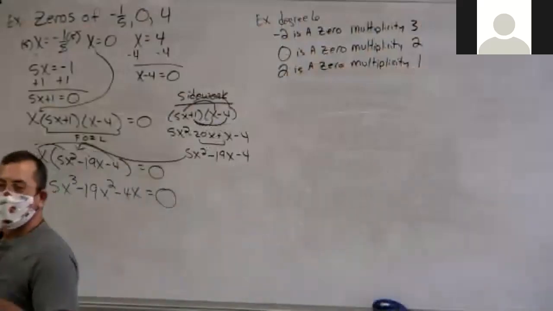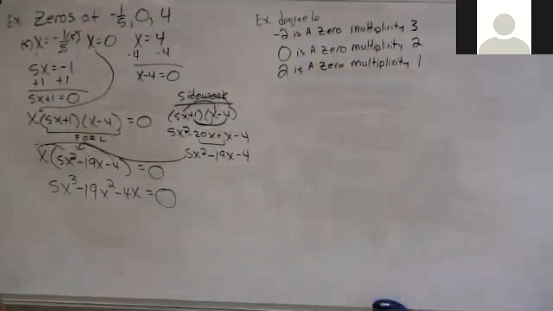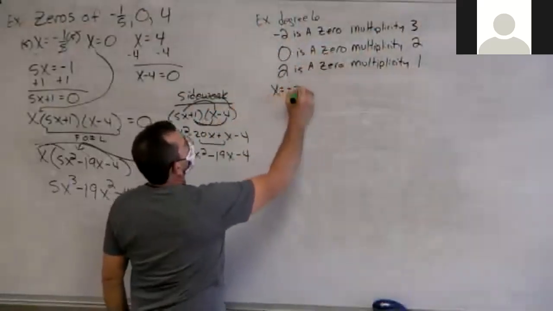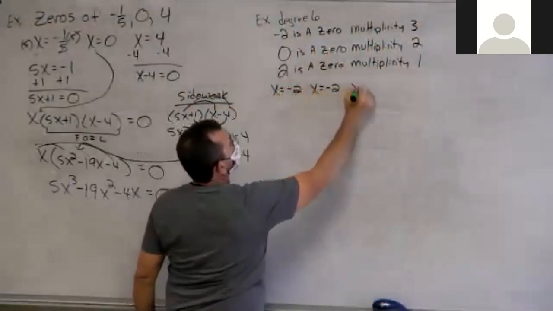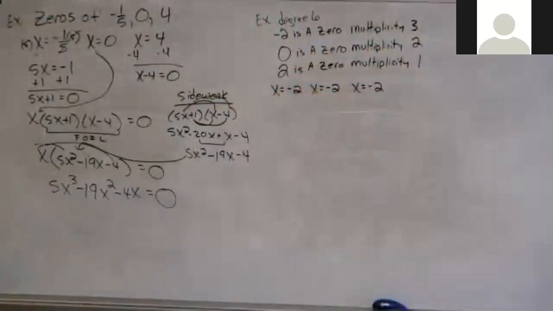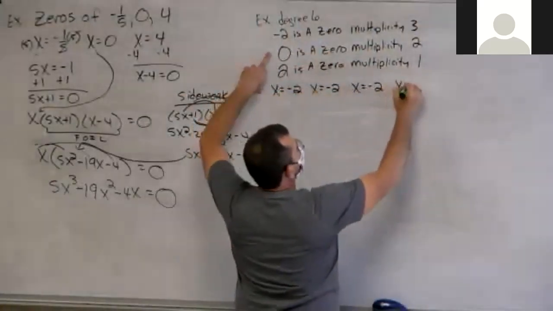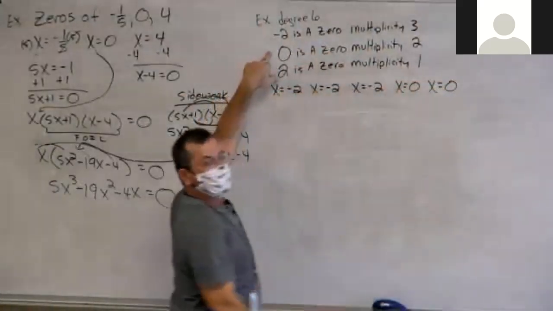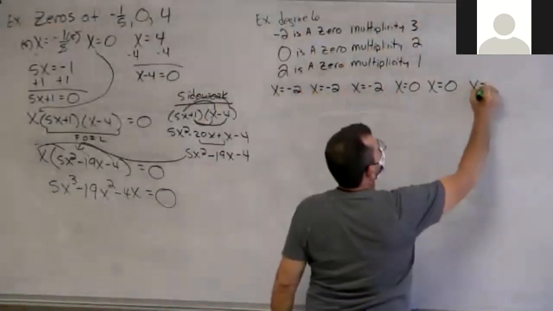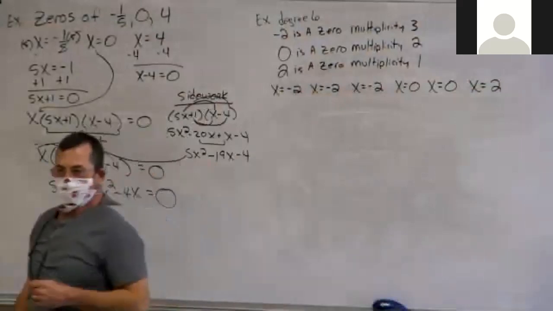So, multiplicity means how many times you have that 0. Okay? So since negative 2 is a 0, multiplicity 3, that'll be like x equals negative 2, x equals negative 2, x equals negative 2. 0 is a 0 multiplicity 2. That means x equals 0, x equals 0. And then it tells me 2 is a 0 multiplicity 1. So that'll just be an x equals 2. Okay?